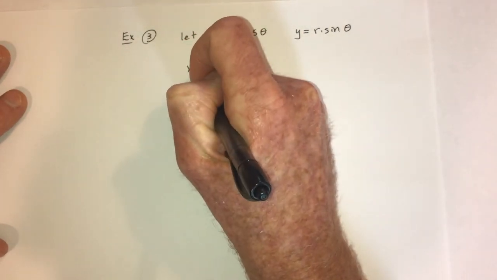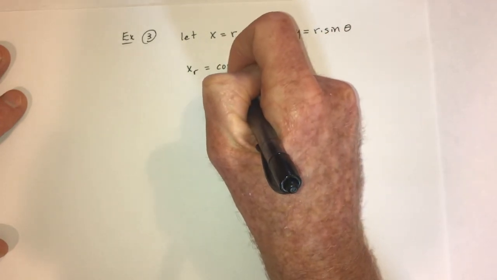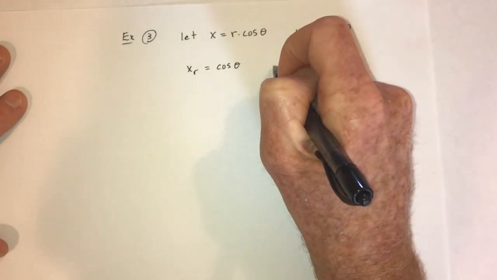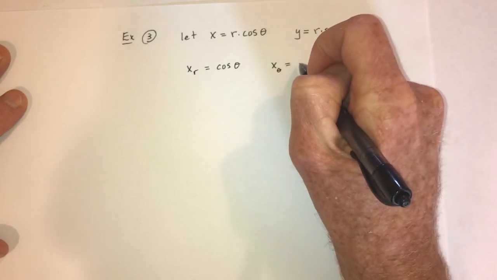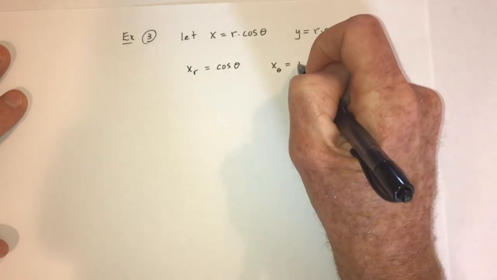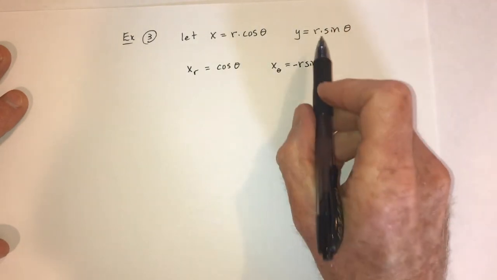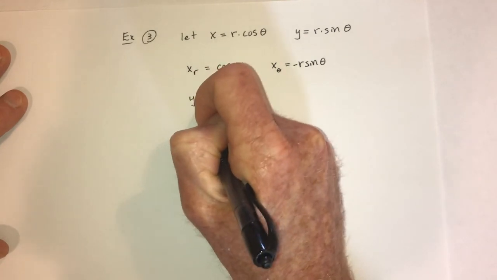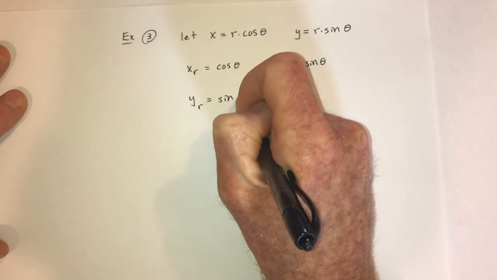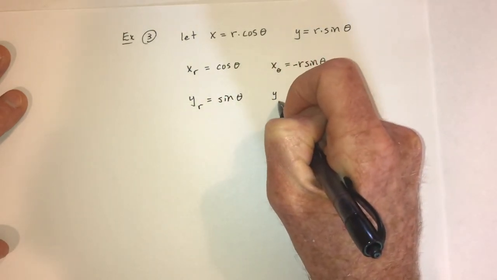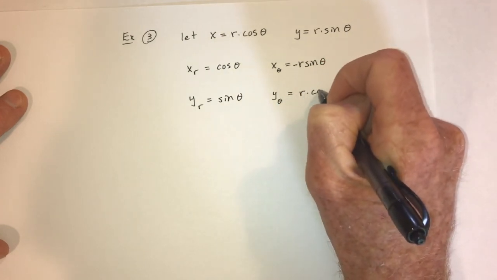So take the derivative with respect to r, and then that's going to be just cosine. And then take the derivative with respect to theta, working on the x, and then that's going to be, derivative of cosine is negative, so negative r sine of theta. Now for the y function, take the derivative with respect to r, and that will equal just sine of theta. And then for the y function, take the derivative with respect to theta, and that's going to be r times cosine of theta.